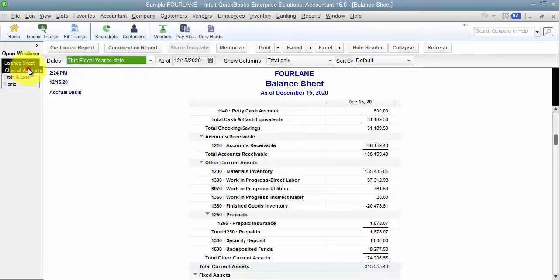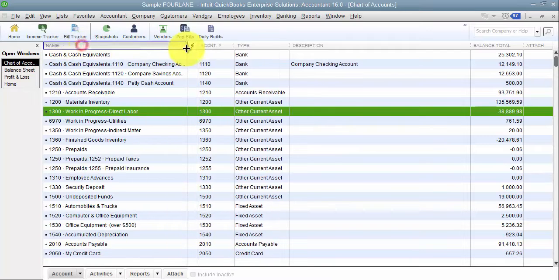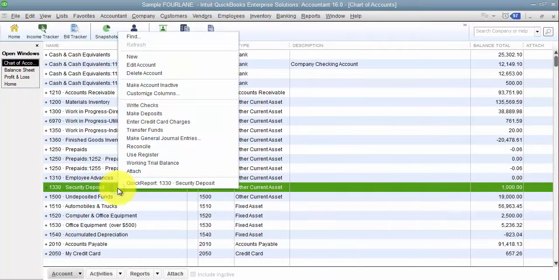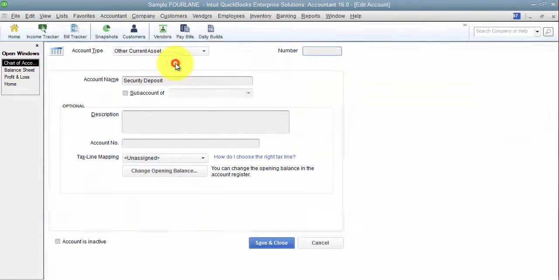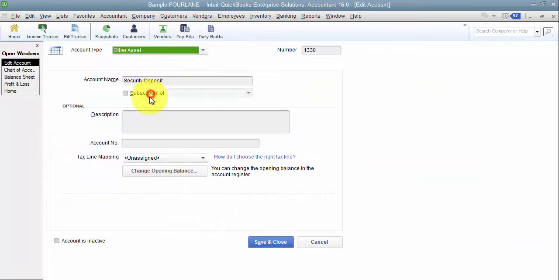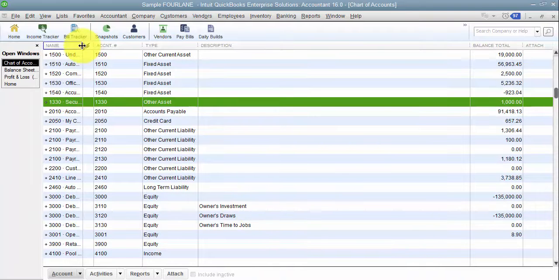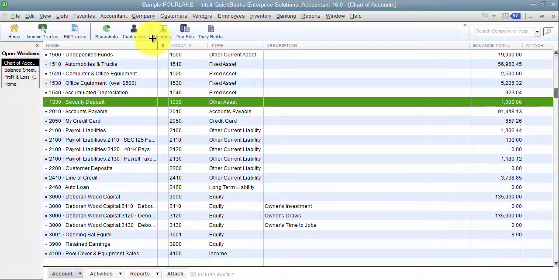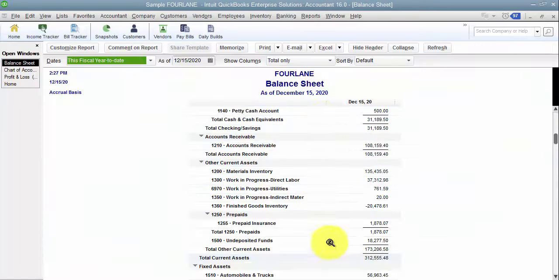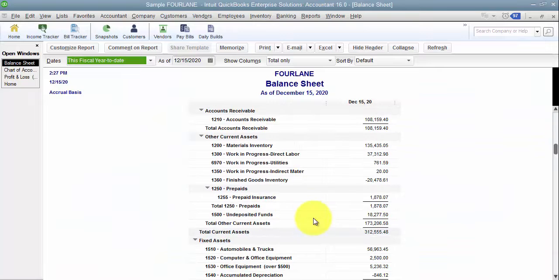So how do we fix that? We go to our chart of accounts. We go to security deposit, right click on it and edit the account, and change it to be an other asset. Now there are some account types that you cannot change, you cannot modify, but that's obviously one we can fix. Okay, so now it's out of my current assets and into my other assets.